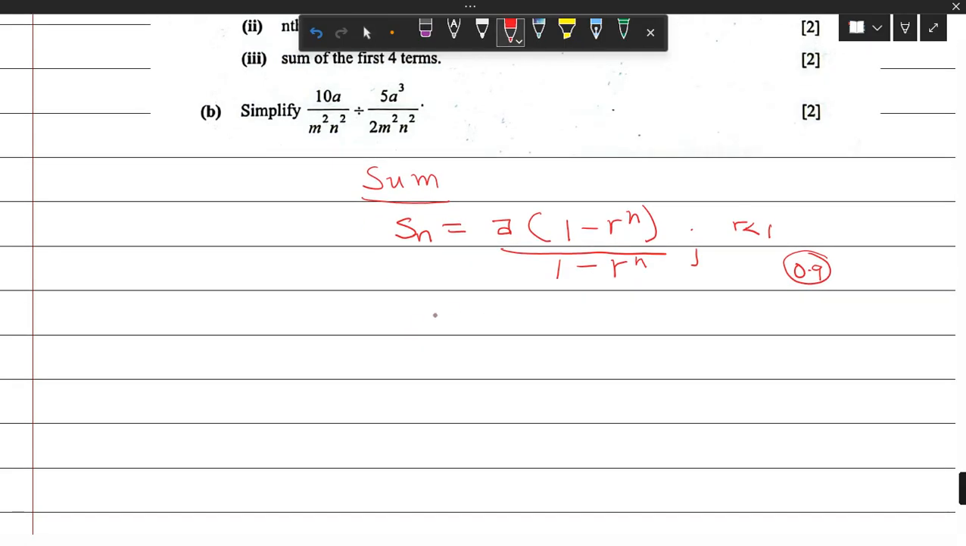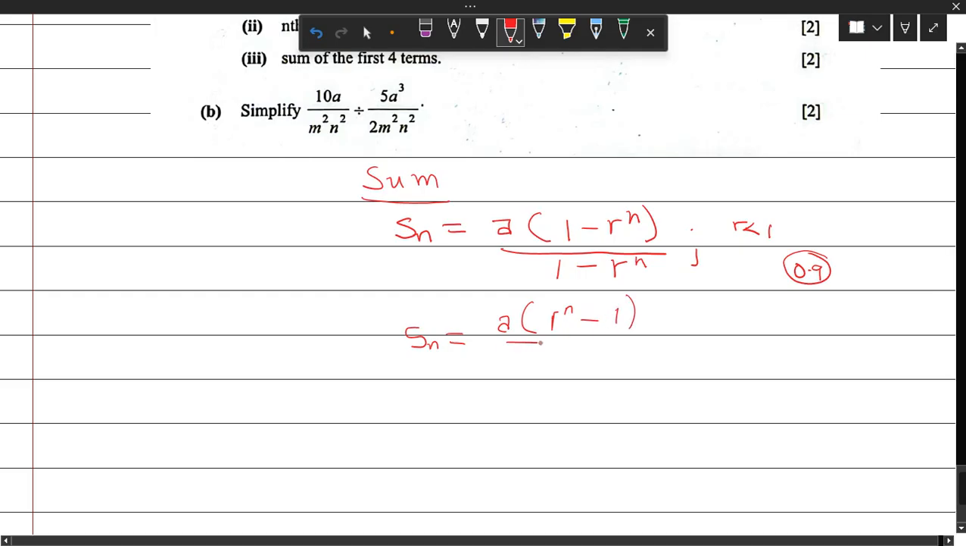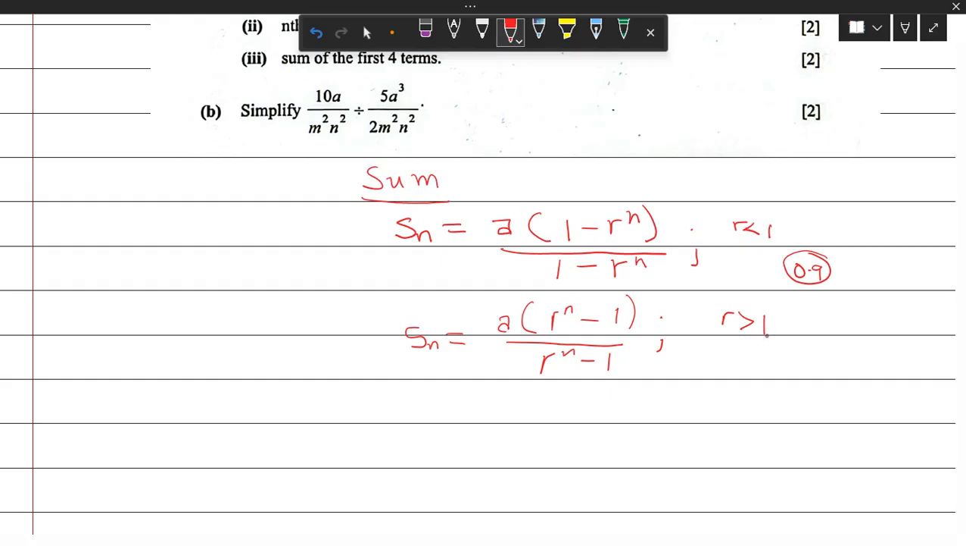But in another case, you have the sum Sn equal to A, open bracket, r to the power n minus 1, close bracket, then everything divided by r minus 1. You use this formula to calculate the sum if you know r is greater than 1. If you find the value of r is 1 point something, or 2, or 3, this is the formula you use.